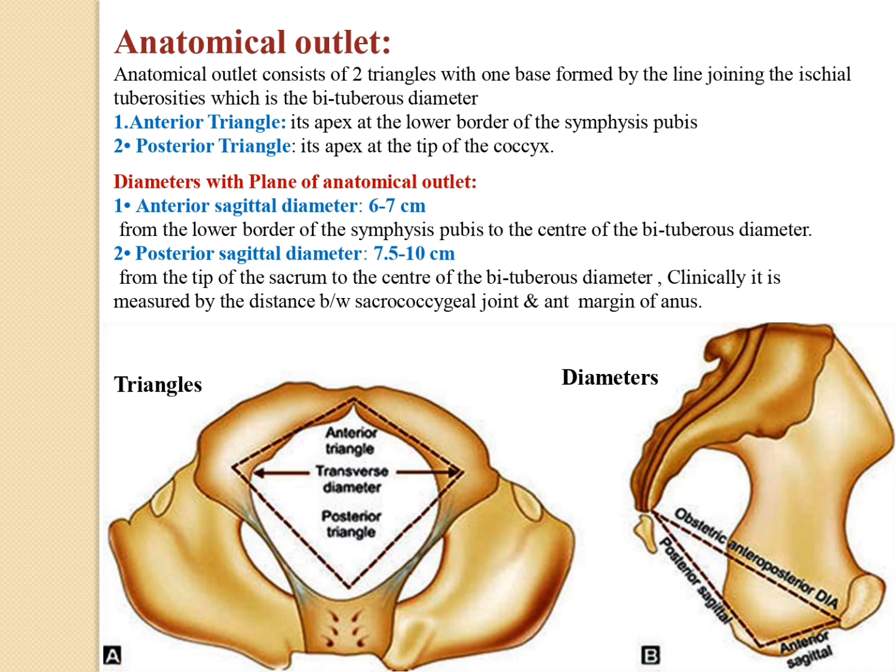Posterior sagittal diameter is measured from the tip of the sacrum to the center of the bituberous diameter. Clinically, it is measured by the distance between the sacrococcygeal joint and the anterior margin of the anus, and it is 7.5 to 10 cm in measurement.